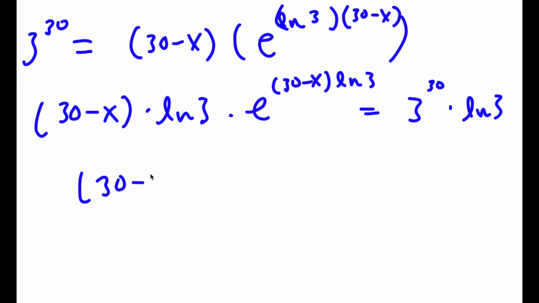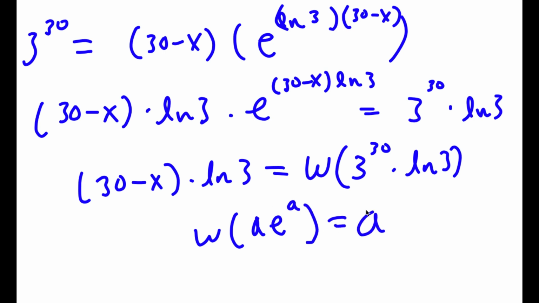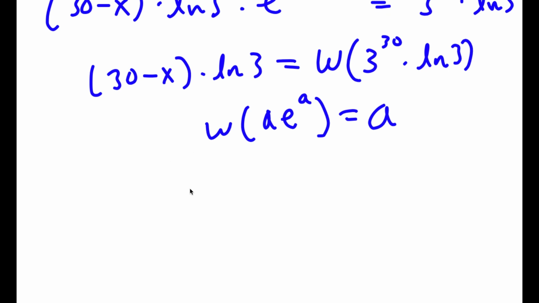Now this can be written as 30 minus x times ln 3 is equal to the Lambert W function of 3 to the power of 30 times ln 3. And what the Lambert W function is: if I take the Lambert W function of something in the form a times e to the power of a, this is simply equal to a. So as you can see here, I'm taking the Lambert W function of 3 to the power of 30 times ln 3. However, this isn't the form a times e to the power of a yet, so I'm going to have to change this and make it into that form.